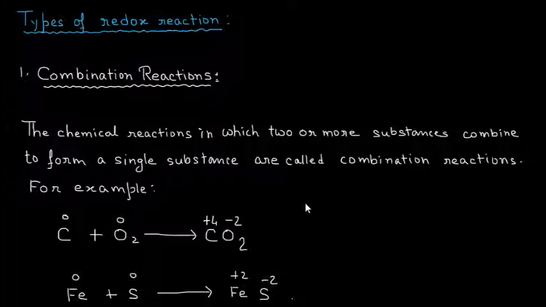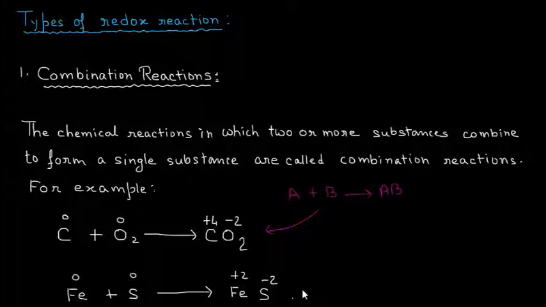So it can be written as the type A plus B combines to give AB. We can see an example of this type as carbon plus oxygen gives carbon dioxide, where the oxidation state of carbon is 0, oxygen is also 0, but here in the product the oxidation state of carbon is +4 and the oxidation state of oxygen is -2.